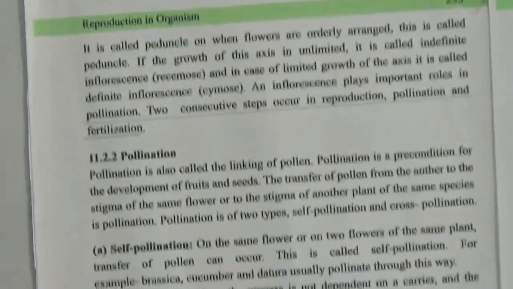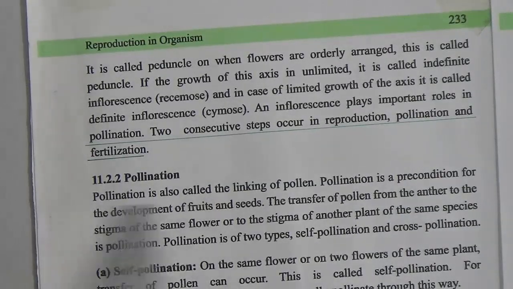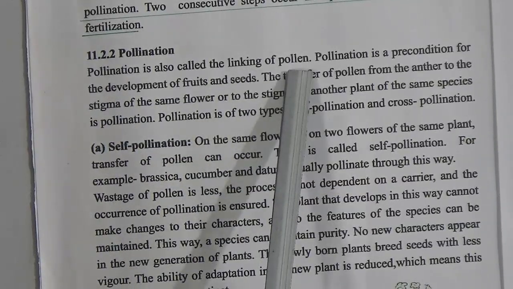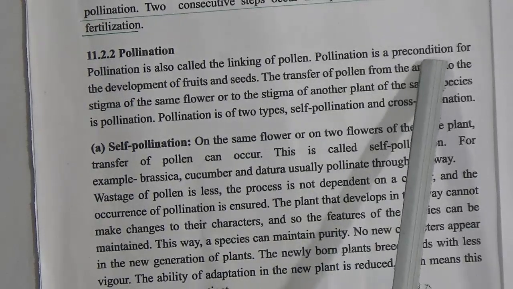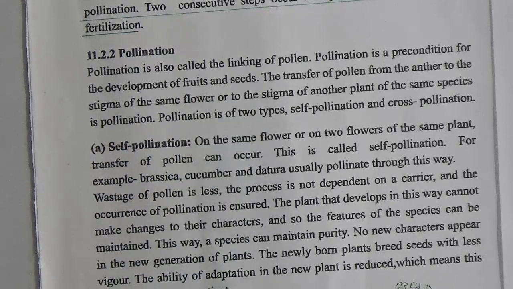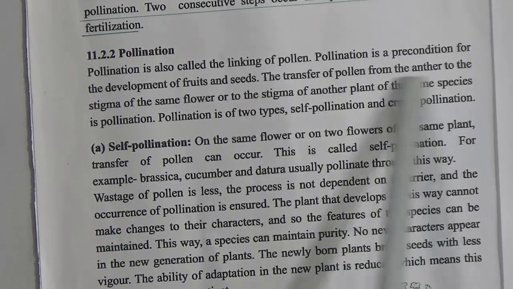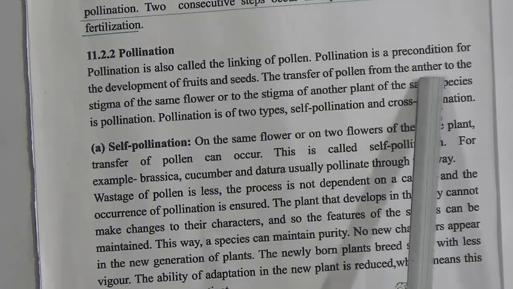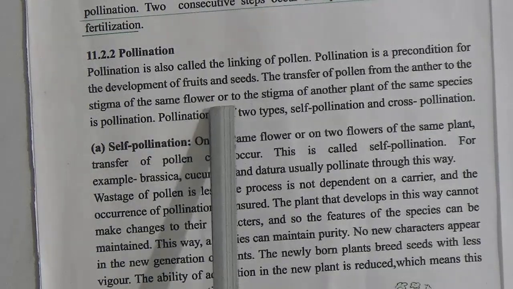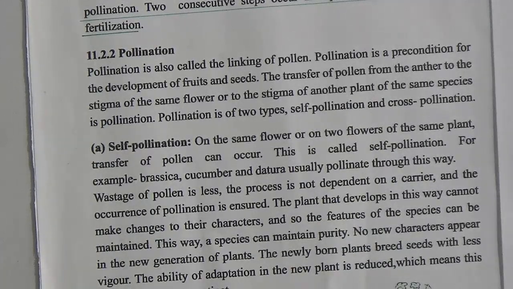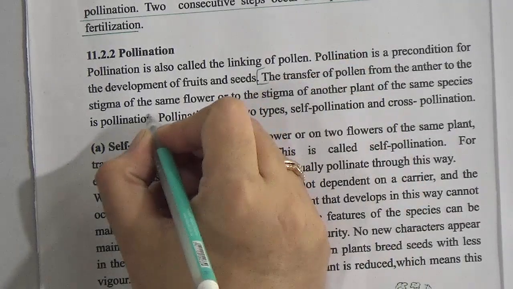In our previous class we have already read some part of this chapter. Today we will start from page 233, and here is pollination. Pollination is also called the linking of pollen. Pollination is a precondition for the development of fruits and seeds. The transfer of pollen from the anther to the stigma of the same flower or to the stigma of another plant of the same species is pollination. So this is the definition of pollination.